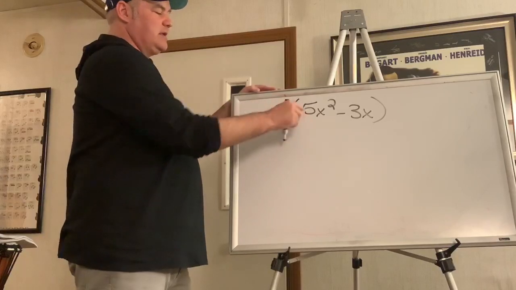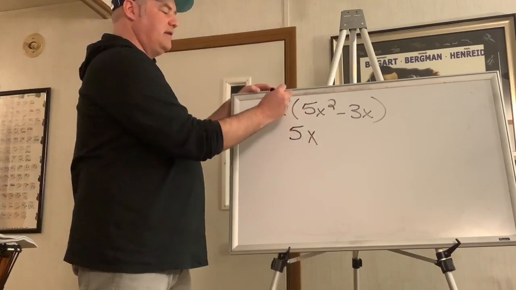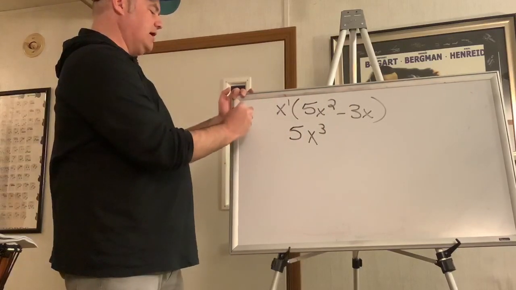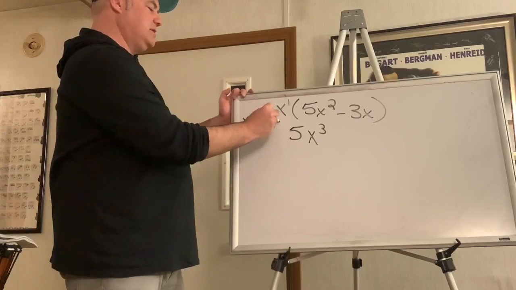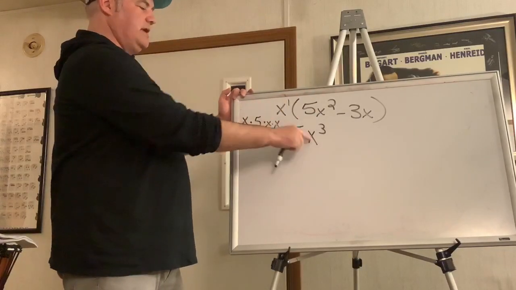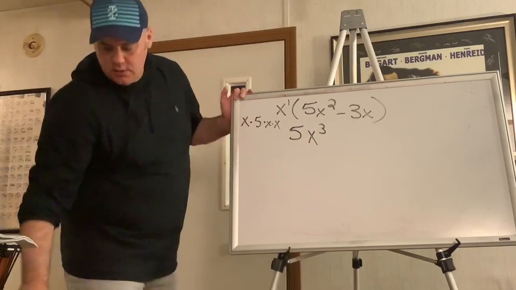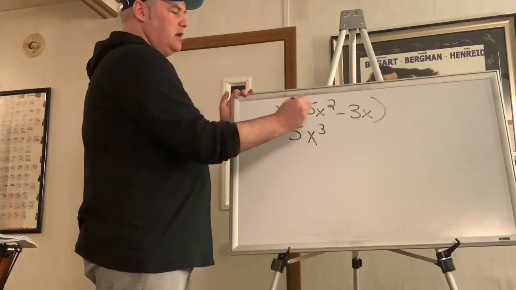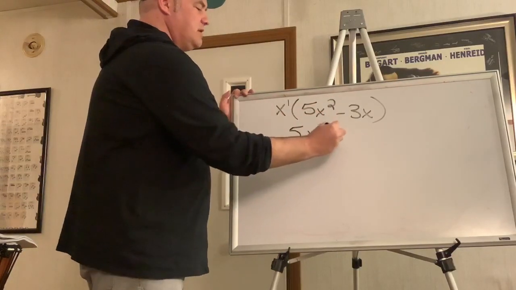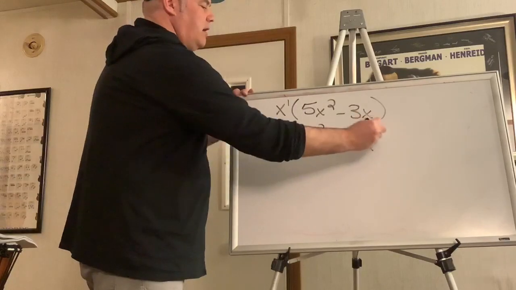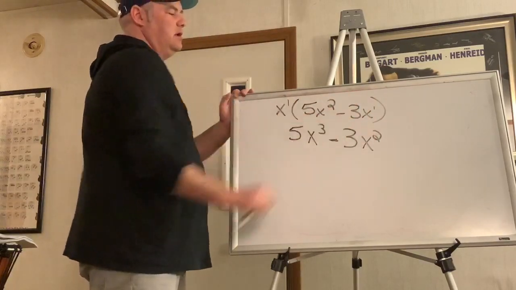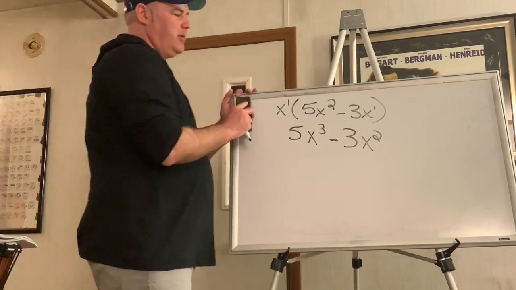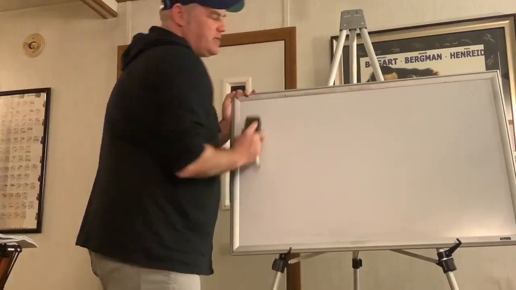So that means I do 1 times 5. But then I have to add the 1 to the 2, which makes it a cubed. Because remember, if you write it out, it's x times 5 times x times x. That's what x squared is. So there's 3 x's, okay? So 5x cubed, and I'll leave that 1 up there to remind us again that this is negative 3 times 1, so that's negative 3, and x squared, because you got an x to the 1 and an x to the 1, so it's x squared. Okay? All right, one more practice, and then I've got your assignment.